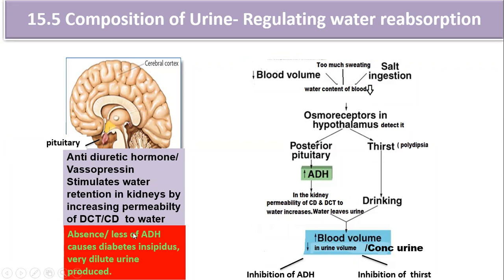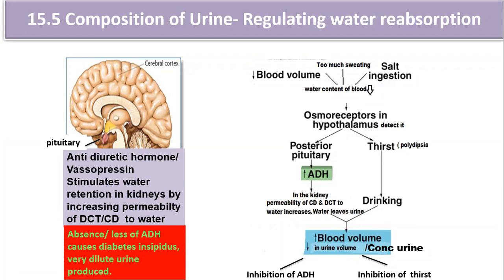Suppose the ADH is not there, so there is no reabsorption of water from the urine, so your urine becomes dilute. One of the symptoms of ADH deficiency is formation of very dilute urine. When dilute urine is formed, more water is lost. That condition is called polyuria.